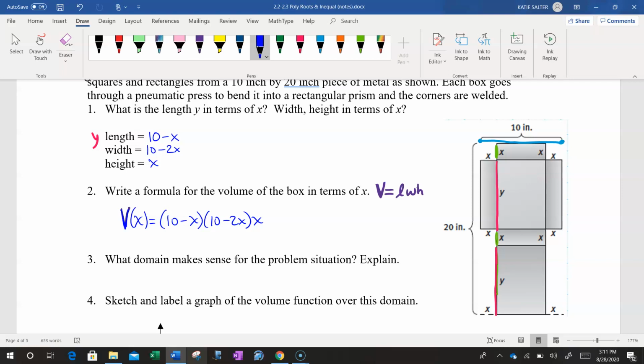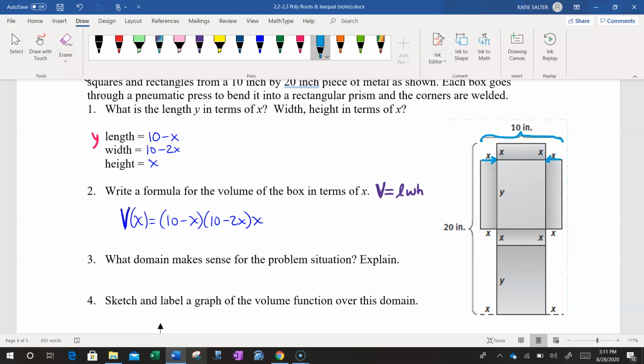So then it goes on to say, what domain makes sense for the problem situation? Explain. All right, well, guys, our domain is x. So x represents the height of this box. So I want to go back over to our diagram. I want you to think about this for a second. If this whole piece from here to here is 10 inches, and x is the height of the box, what's the most that we could cut out of each side?